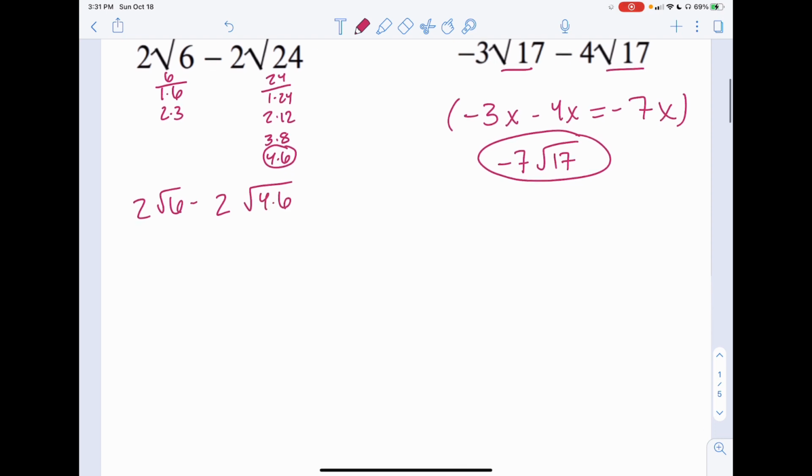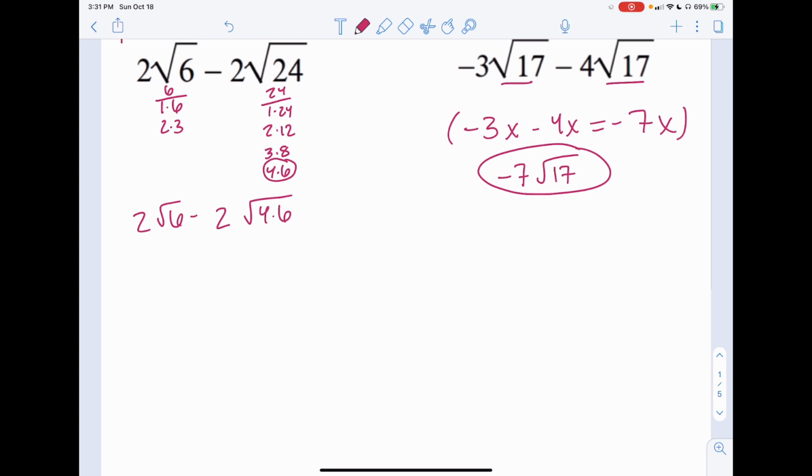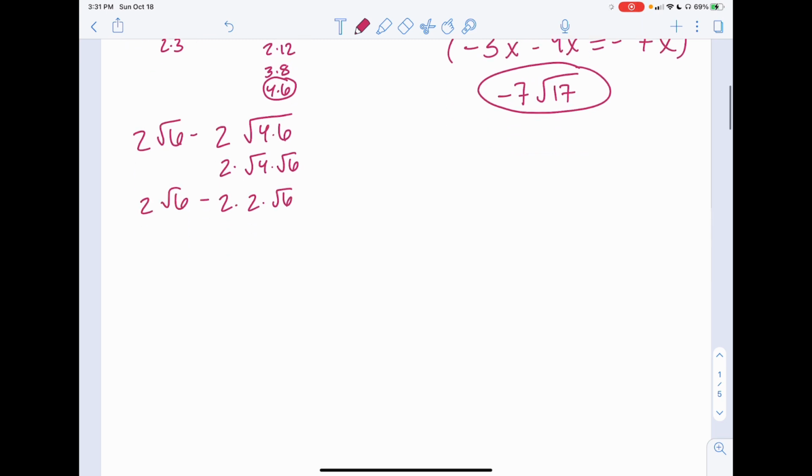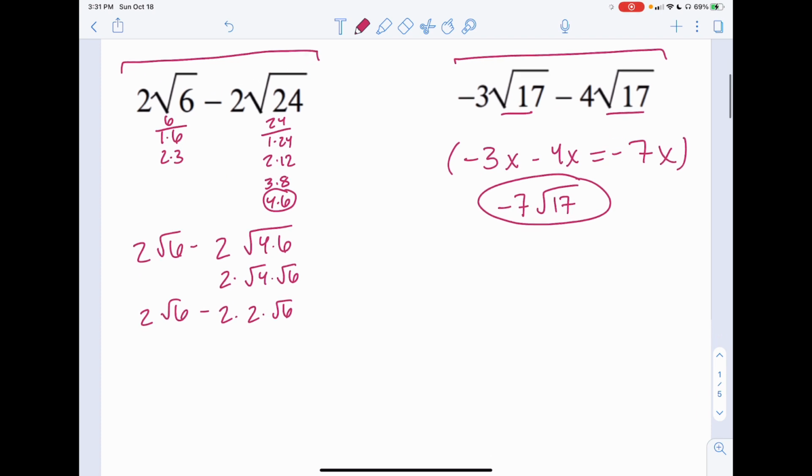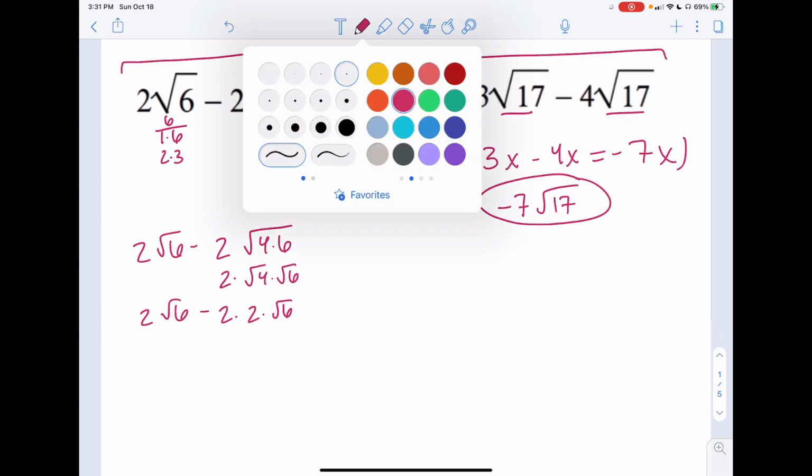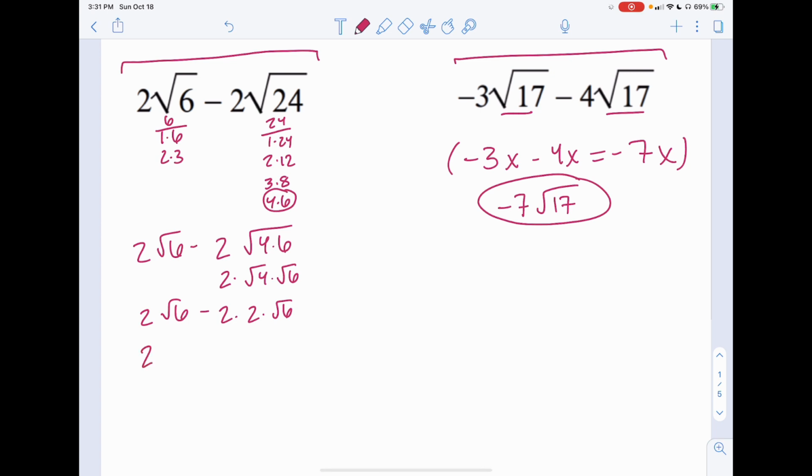Now, of course, we learned yesterday that we could take the square root of 4 times 6 as the square root of 4 times the square root of 6, with a 2 at the beginning. The square root of 4 is just 2, so we could rewrite this as 2 times the square root of 6, and of course 2 radical 6 at the beginning stays the same. So this original expression, 2 radical 6 minus 2 radical 24, has now turned into 2 radical 6 minus 4 radical 6. 2 minus 4 would be negative 2 radical 6. And that's going to be our difference here.